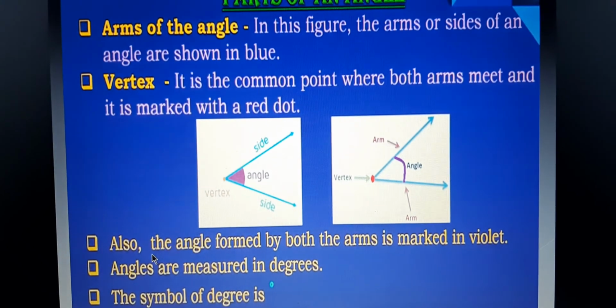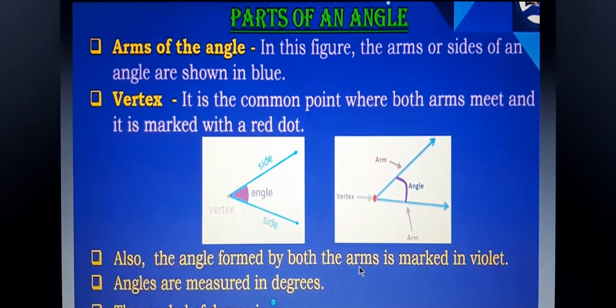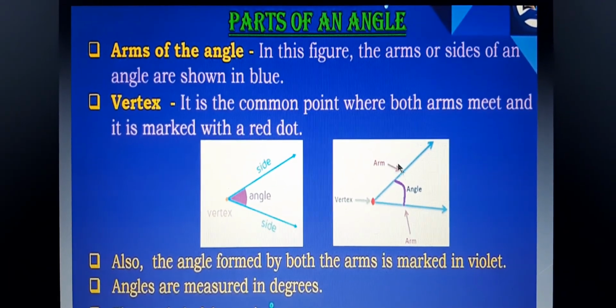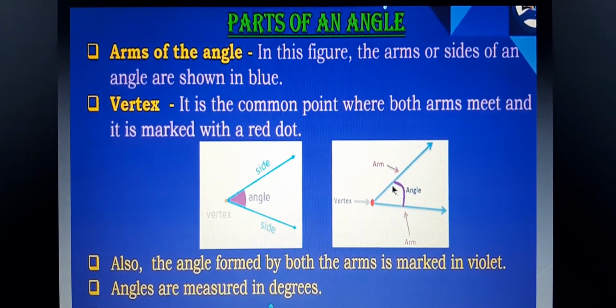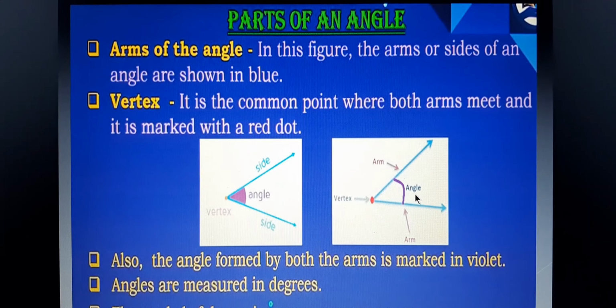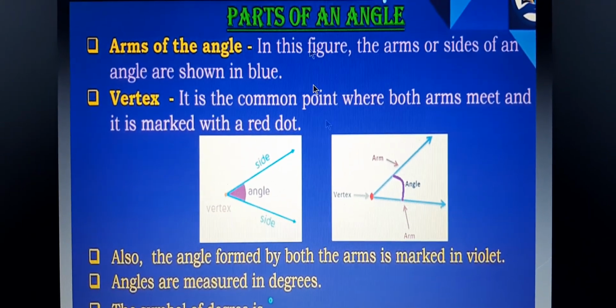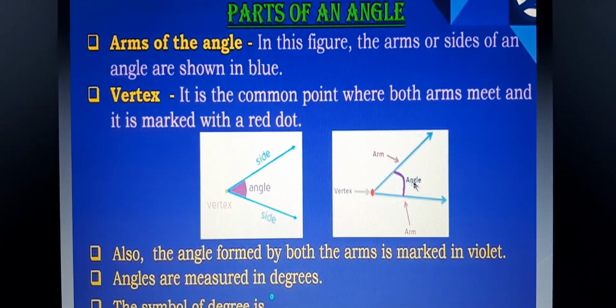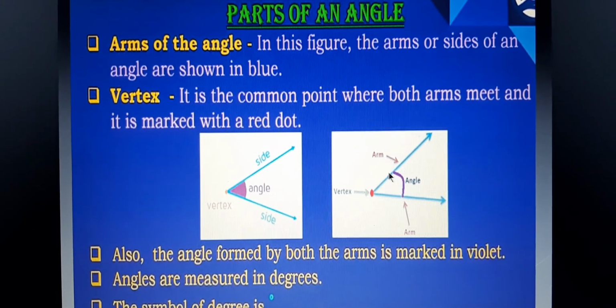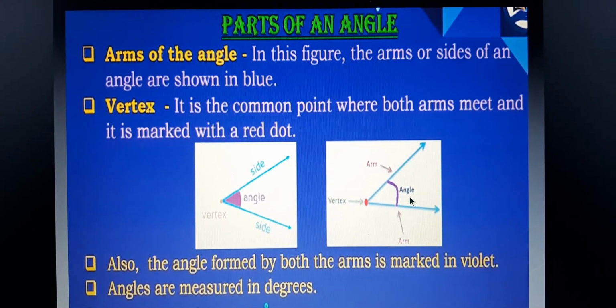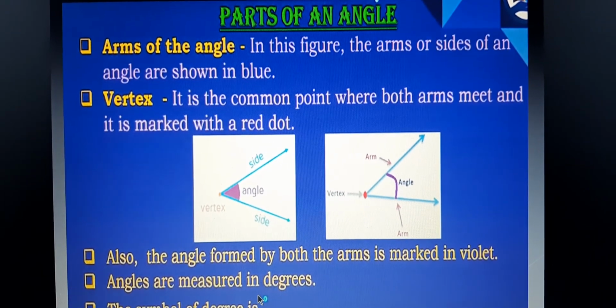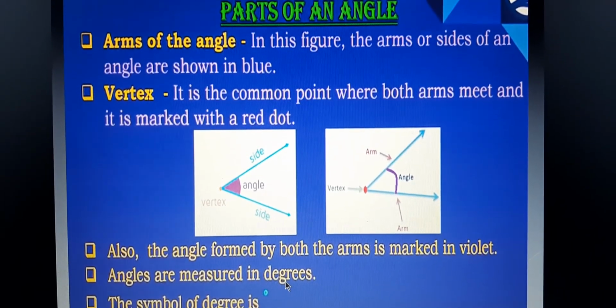And one more thing: the angle formed by both arms is marked in violet. Here one small arc is given. What is that arc? That arc is called the angle here. That is the main thing here, the angle. When the two rays join and that opening is formed, that is called an angle. Angles are measured in degrees.